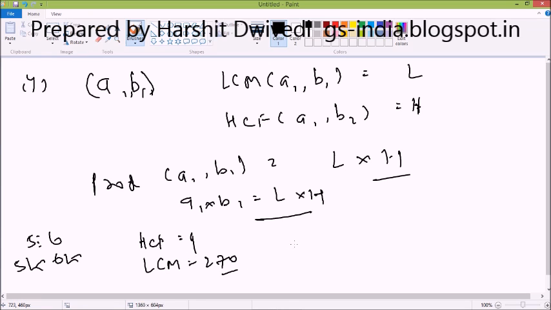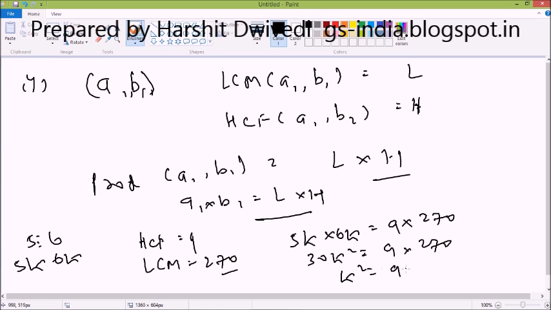So obviously the formula becomes 5k into 6k is equal to HCF 9 times LCM 270. Let us solve this. It becomes 30k square is equal to 9 into 270. It becomes k square is equal to 81, so k is equal to 9. So obviously k becomes 9 and the two numbers are 5k and 6k.